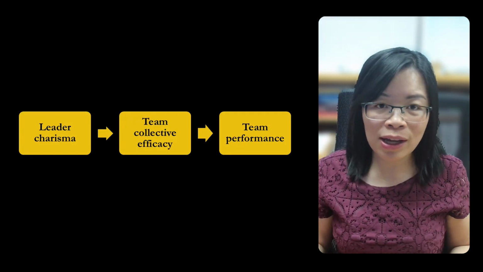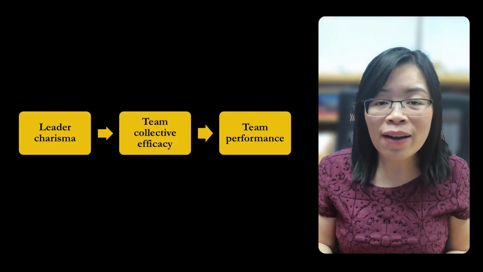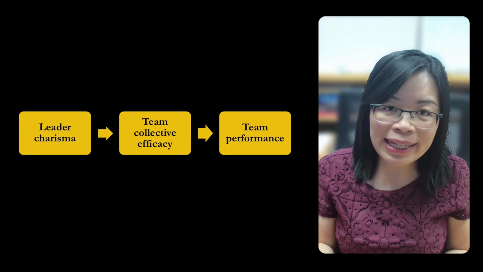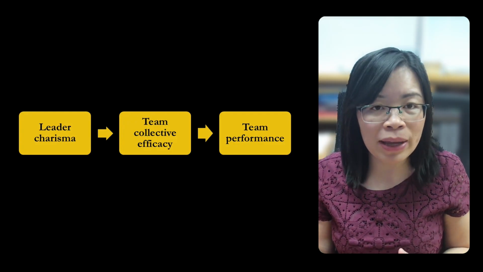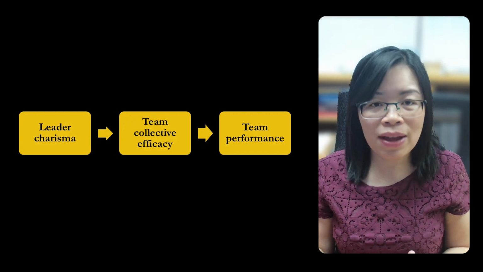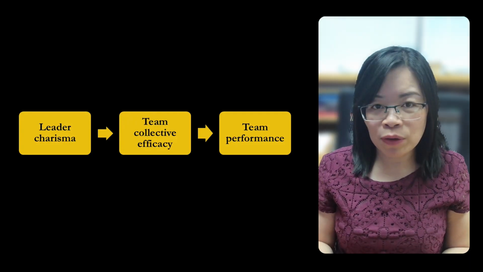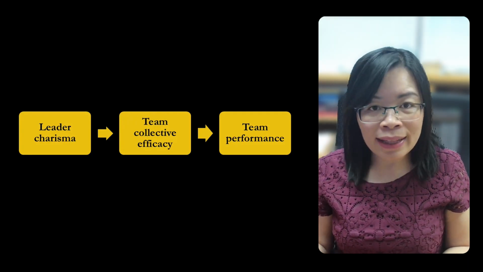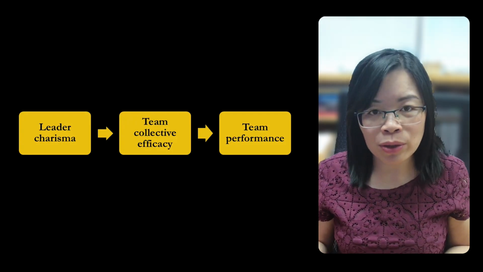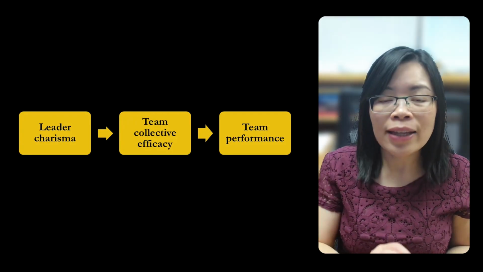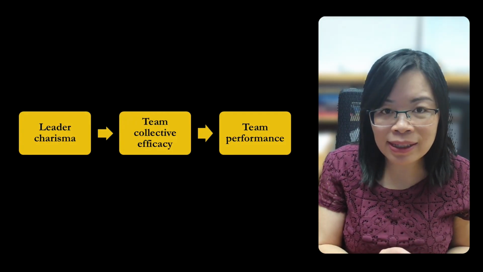To test those hypotheses, you include a validated charisma rating scale or observational coding of charismatic behaviors, a team collective efficacy survey, and team performance metrics. Your data analysis could be a mediation regression or structural equation modeling. Each hypothesis ties to a specific statistic.